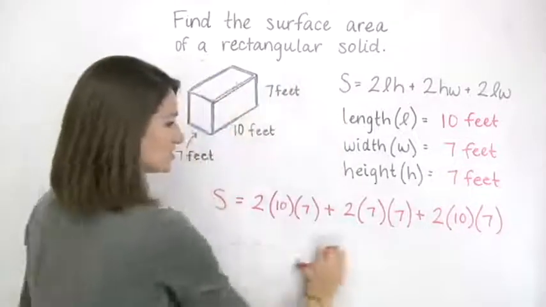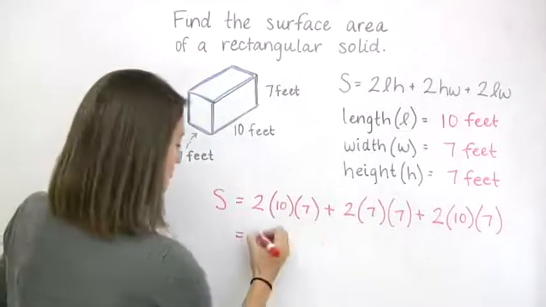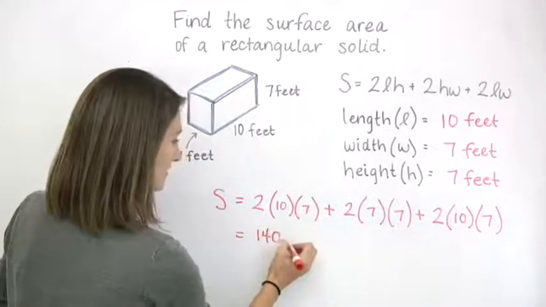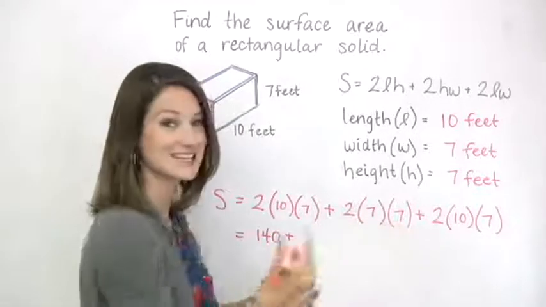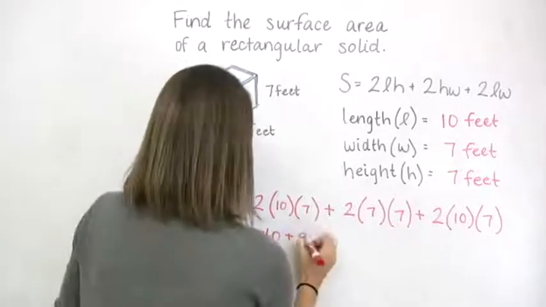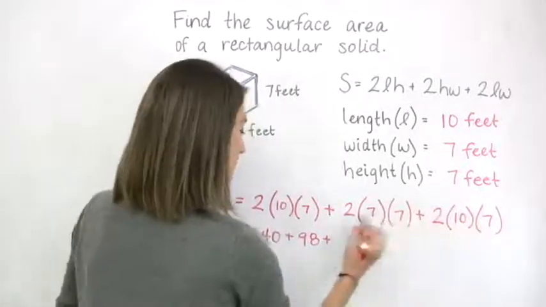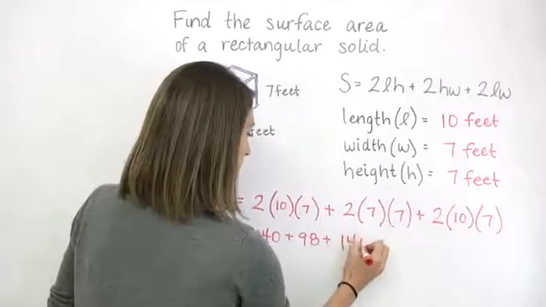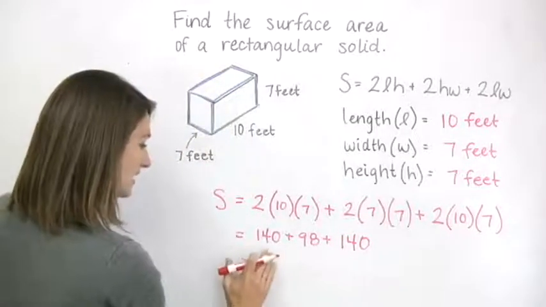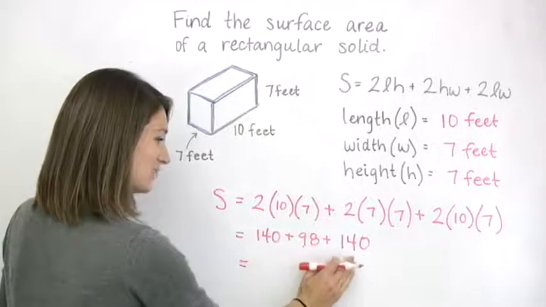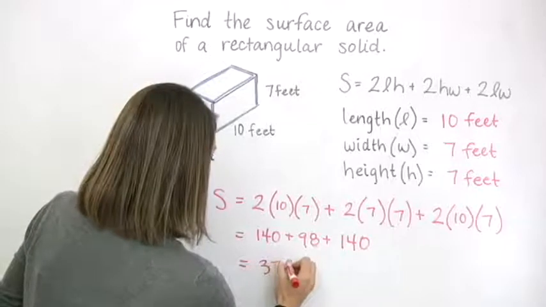So now let's just do the math. 2 times 10 times 7 is 140, plus 2 times 7 times 7 is 98, plus 2 times 10 times 7 is 140 once more. Okay? And then finding this sum, adding 140 plus 98 plus 140 gives us 378.